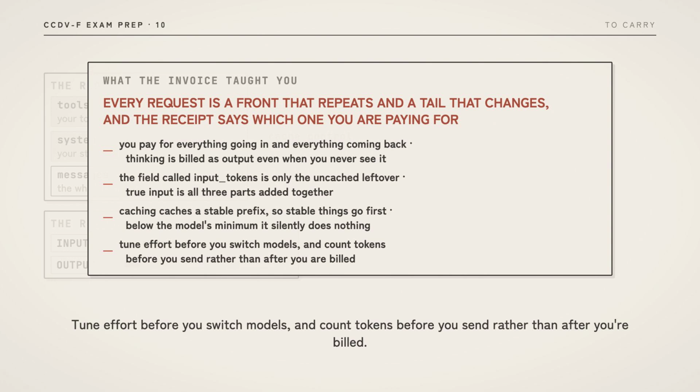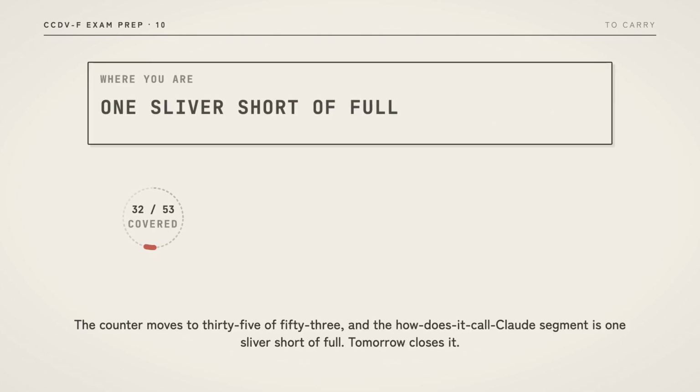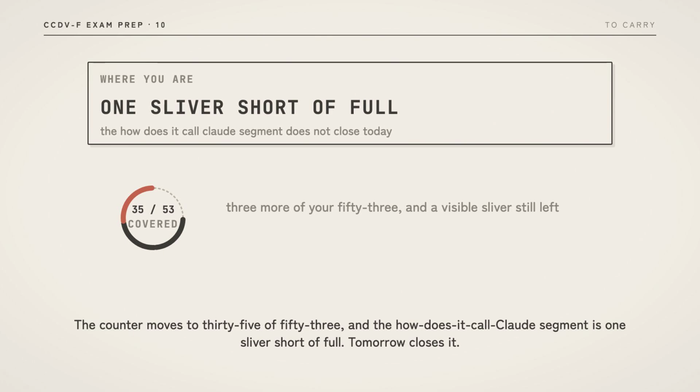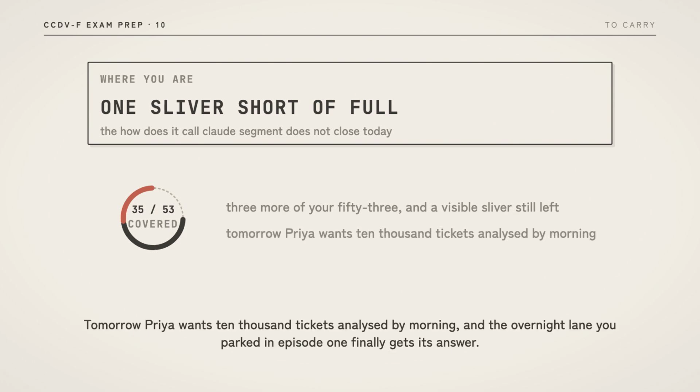The counter moves to 35 of 53 and the how does it call Claude segment is one sliver short of full. Tomorrow closes it. Tomorrow, Priya wants 10,000 tickets analyzed by morning, and the overnight lane you parked in episode 1 finally gets its answer.